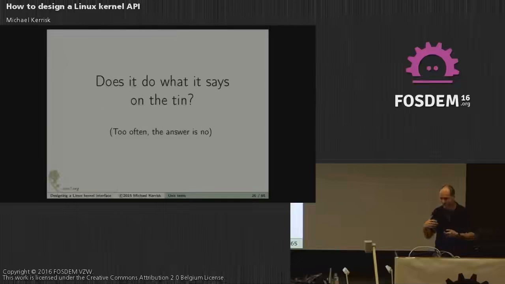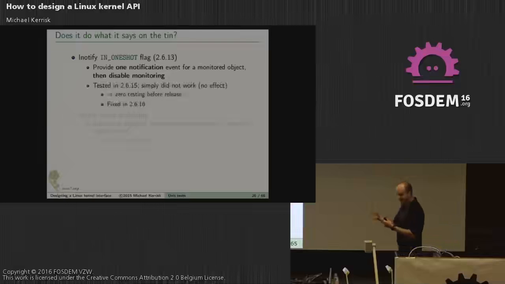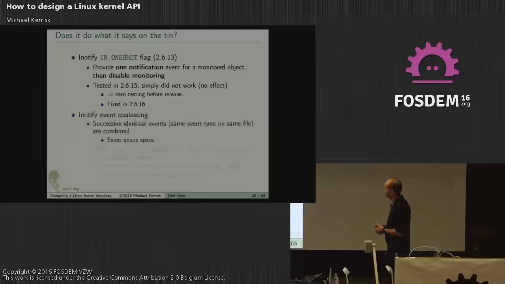So we get regressions, but also we get things that are going out the door and they don't even do what it says on the box, what it says on the tin. Something's supposed to do something. Does it actually work? Well, IN_ONESHOT, the one-shot notification, inotify was released in 2.6.13. Give me one notification on a file system object and then disable monitoring. It actually didn't work. If you just tried it, it had no effect. If you tried using IN_ONESHOT to monitor a file system object, you'd actually get continuous events whenever that object was changed. In other words, there was zero testing before it was released. Eventually that was fixed after I noted that, and it was eventually fixed in 2.6.16.